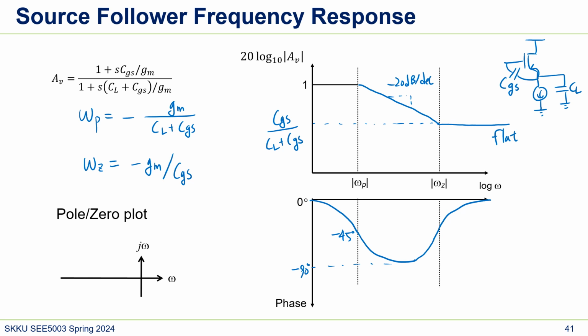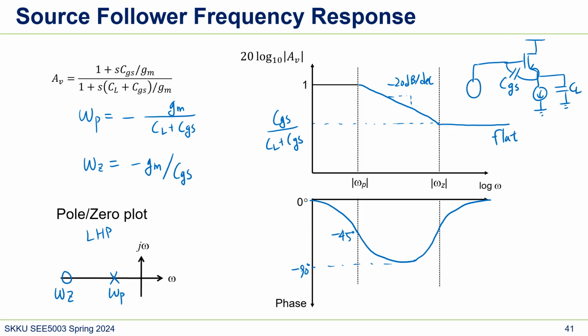So LHP. So pole is smaller, right? So pole is here, and 0 is here. You may wonder why don't we see CGD, right? Because there's no CGD. That's because here, RS is 0.